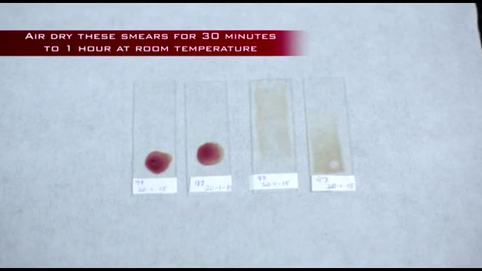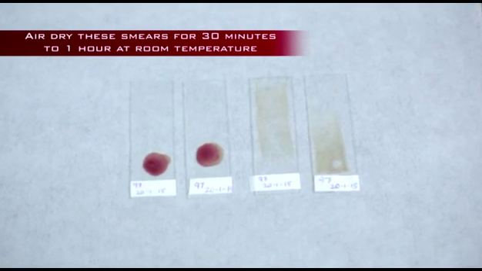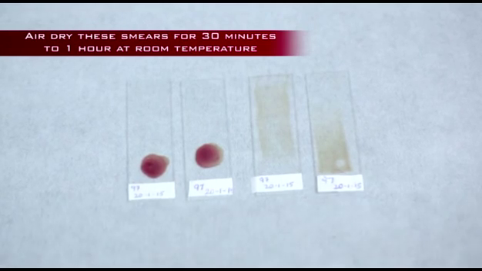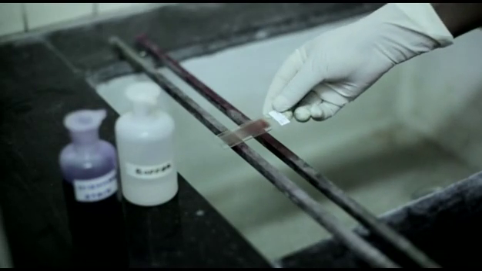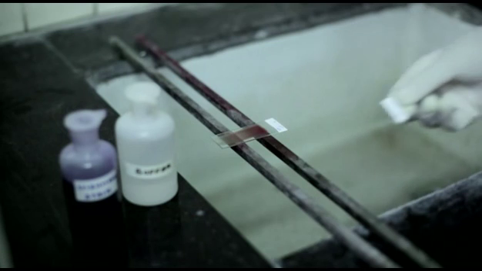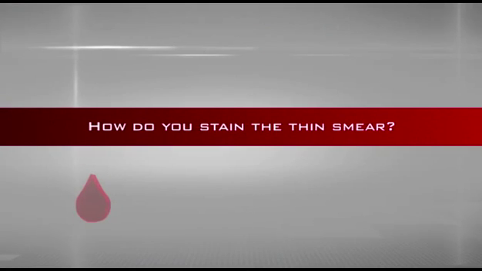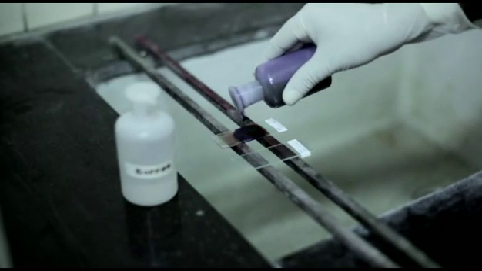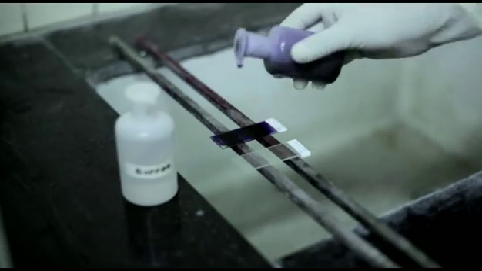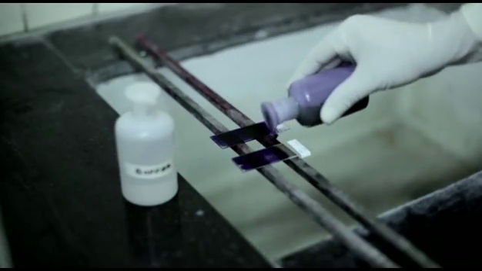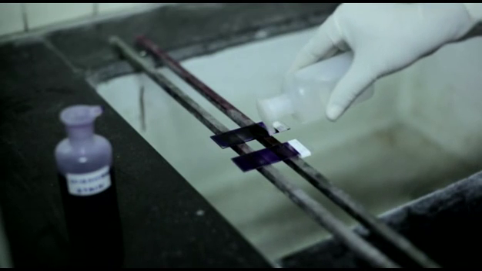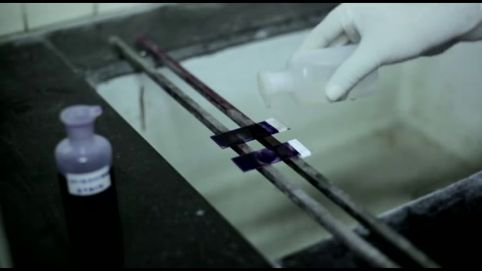Air dry these smears for 30 minutes to 1 hour at room temperature. Now, both the smears are ready for staining. How do you stain the thin smear? The thin smear is stained by flooding the smear with Leishman stain and leaving it for 2 minutes to fix. Now, add twice the amount of phosphate buffer.